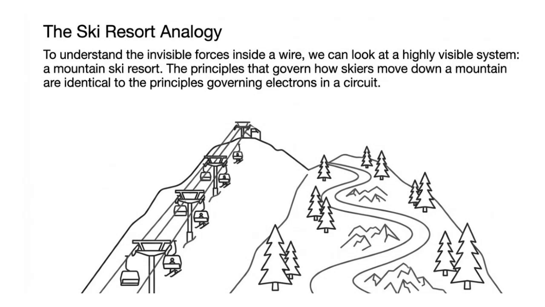To help make the invisible forces inside a wire easier to understand, we can compare them to something more visible, a mountain ski resort. The way skiers move down a mountain follows the same basic principles as how electrons move through a circuit. This analogy gives us an intuitive way to picture the movement and behavior of electrons by imagining the slopes and paths skiers take, which can help clarify how electrical currents work.